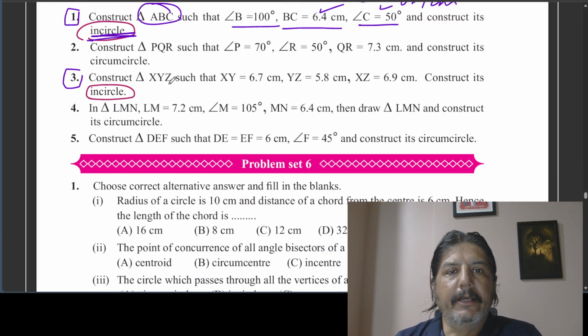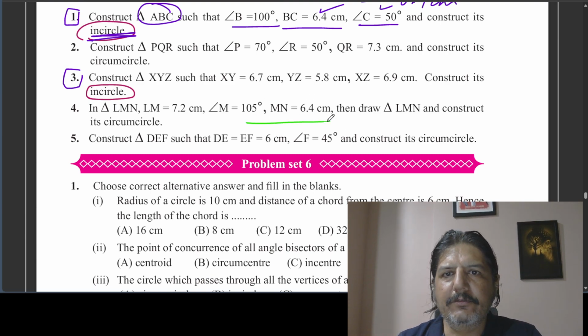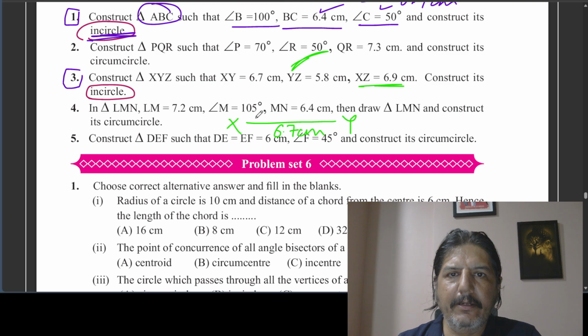Construct a triangle XYZ such that XY is equal to 6.7 centimeter. Let's try to understand, XY is 6.7 centimeter. YZ is 5.8 centimeter. So I'll put an arc like this, which will be 5.8 centimeter. XZ is equal to 6.9 centimeter. Again, with X as center, I'll draw another arc, which will be 6.9 centimeter. So this line will be 6.9 centimeter, and this line would be 5.8 centimeter.